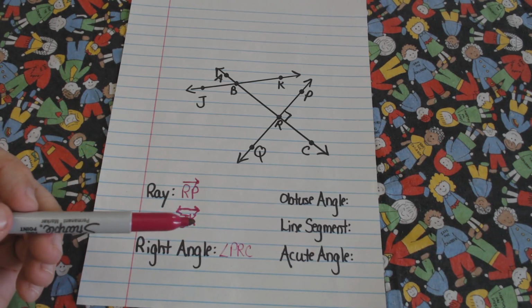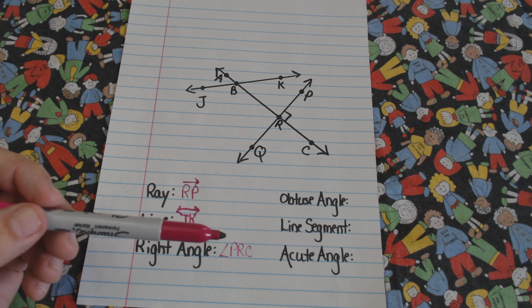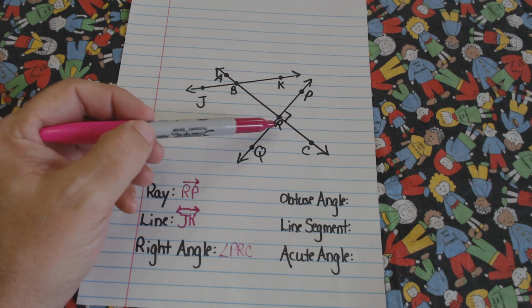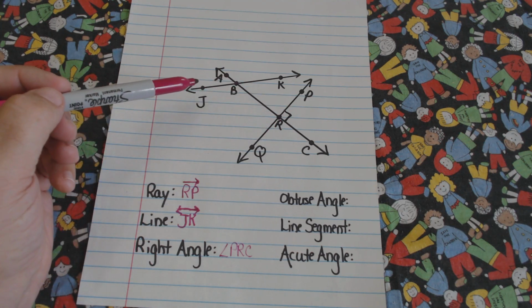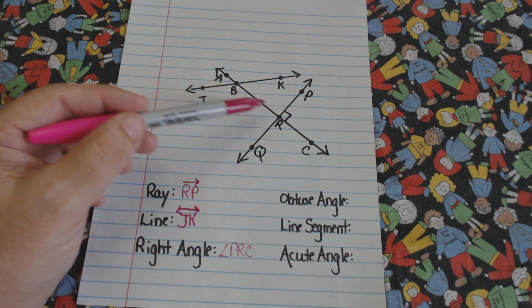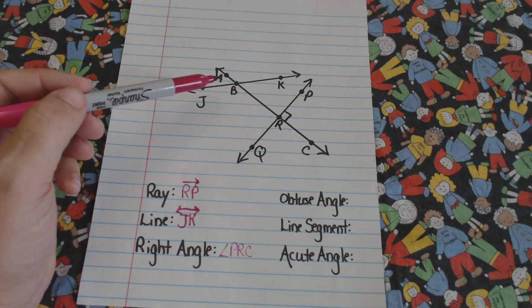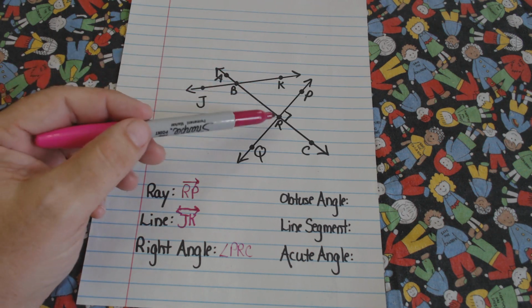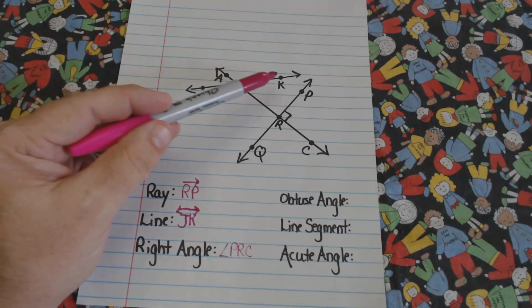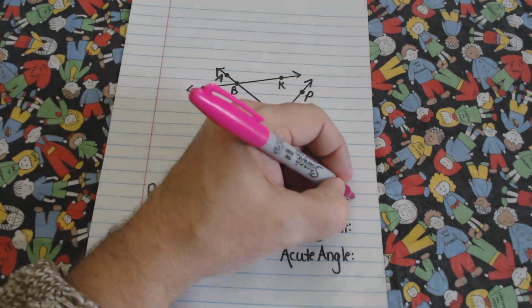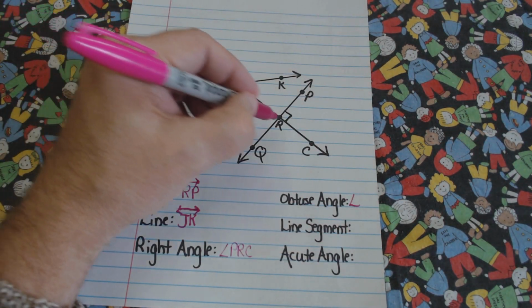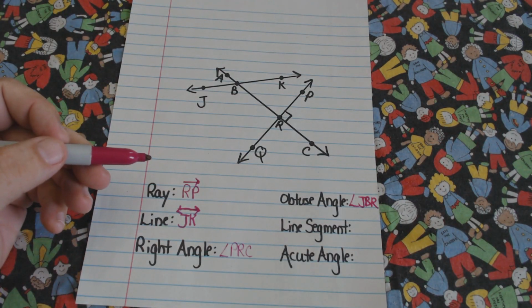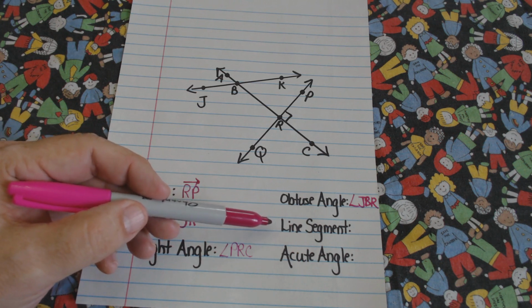What about an obtuse angle? Remember, obtuse angles are larger than 90 degrees. Well, here we have to look. None of these will be. These are all going to be right angles. We have angle JBR. That would be larger than a right angle. We have angle ABK. That would be larger than a right angle. And obviously, we could say RBJ or KBA. So angle JBR is an obtuse angle.